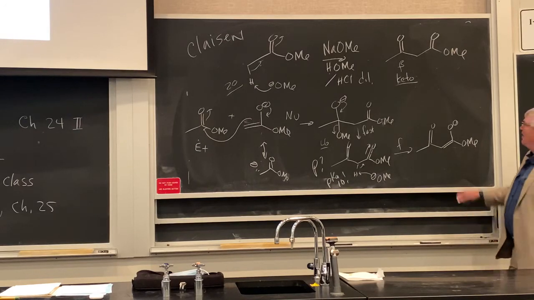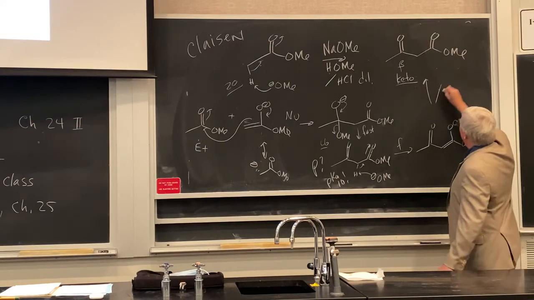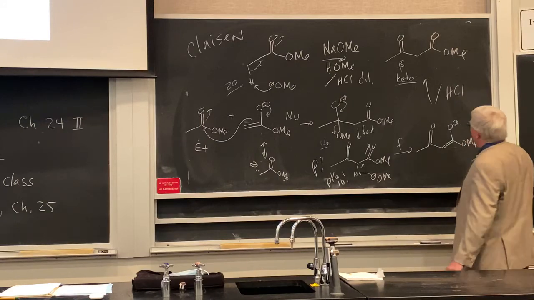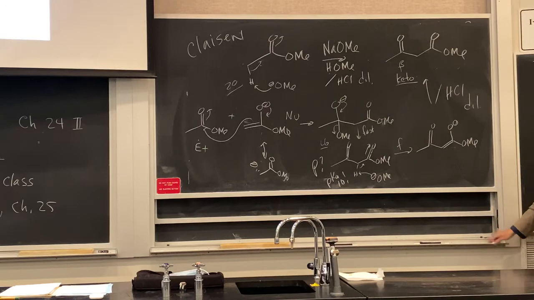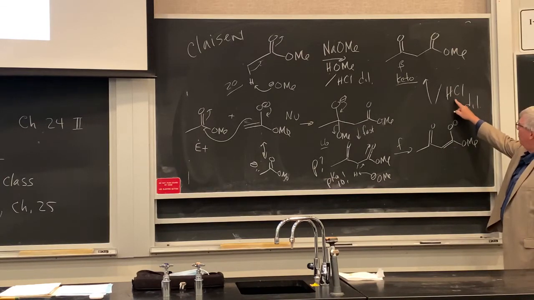It sits there until what? You add in the second step, dilute HCl. And why do we say dilute? Well, you just want to go to a pH of 4 or 5. You just want to acidify it slightly. Water will do it too. You know, the pKa is 10 there, but yeah, you want to have a little bit more acid strength here.